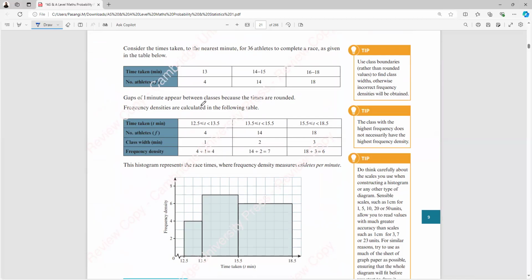So gaps of 1 minute appear between classes because the times are rounded. Frequency densities are calculated in the following table. How are we going to calculate it?